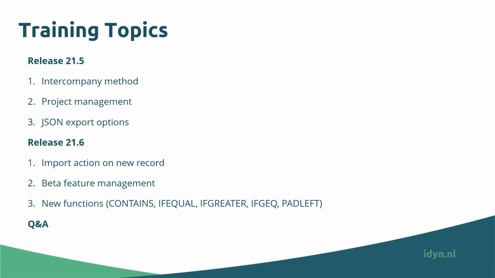And then in the beginning of March, we had a release of 21.6, where we added a new action for new records on the import, and we included a beta feature management, where we included 3 beta options that can optionally be enabled by users. And we have some new functions as well, and we will see them later on. And of course, at the end, we will have the option for a Q&A.